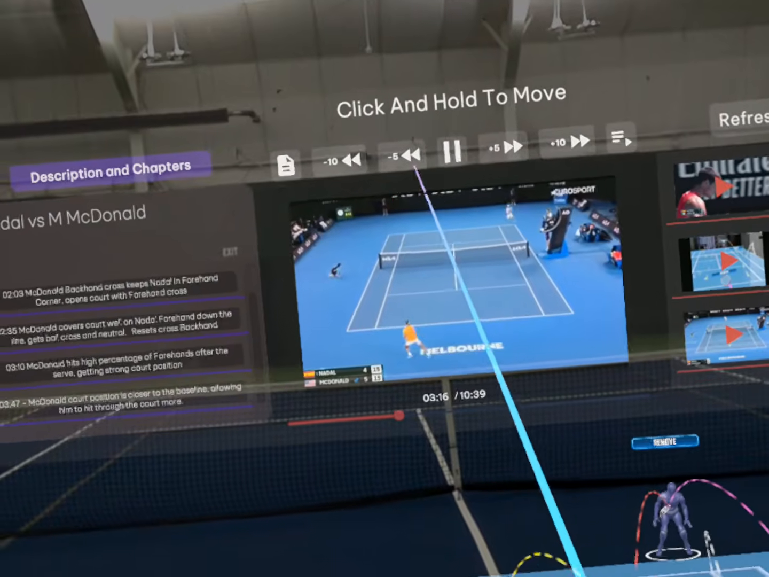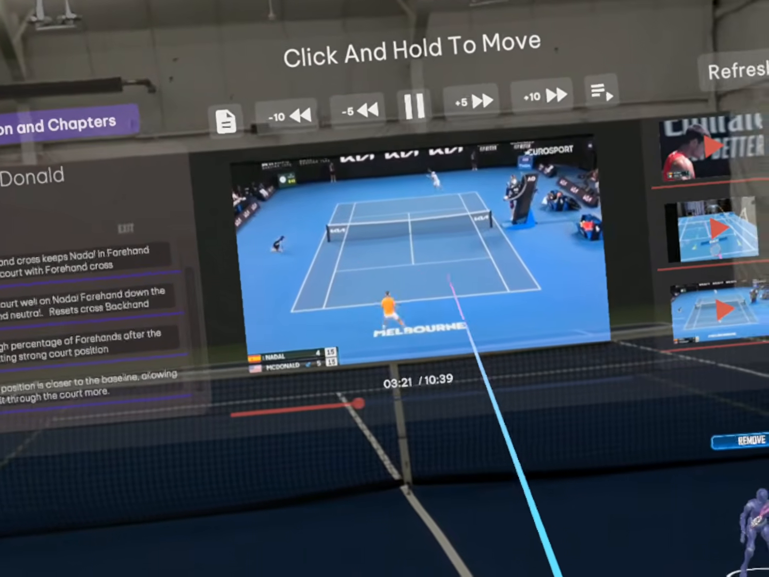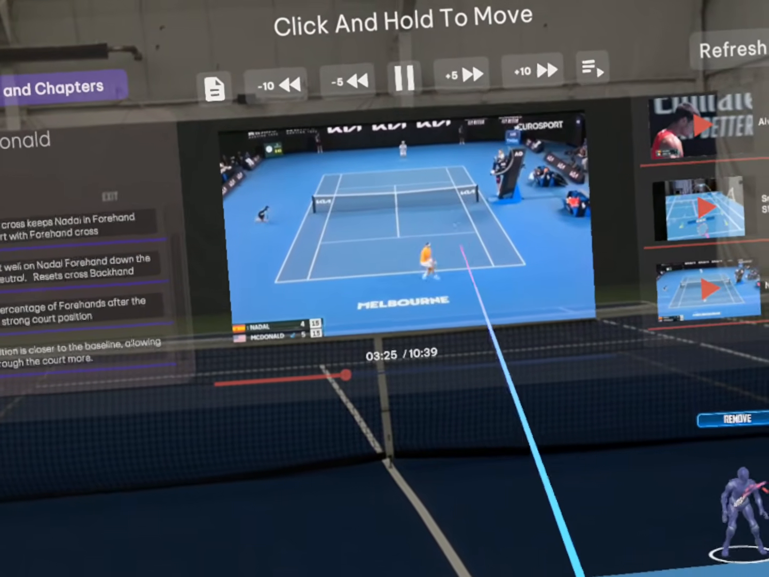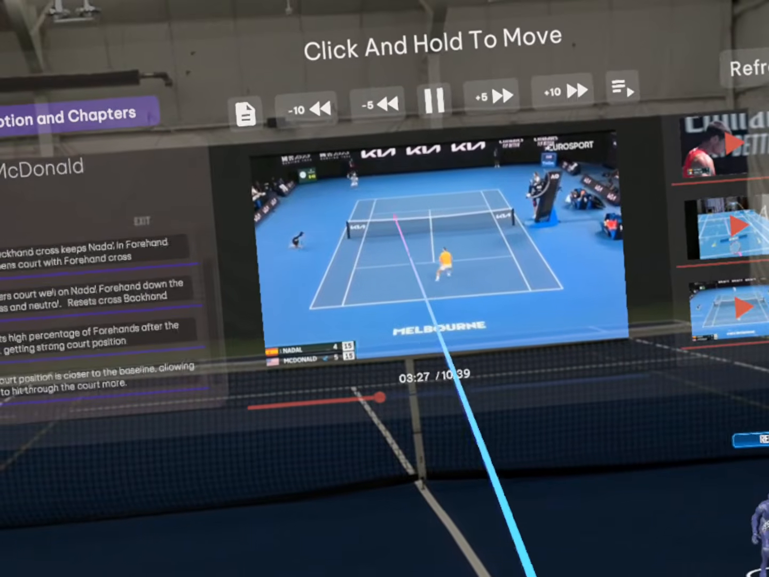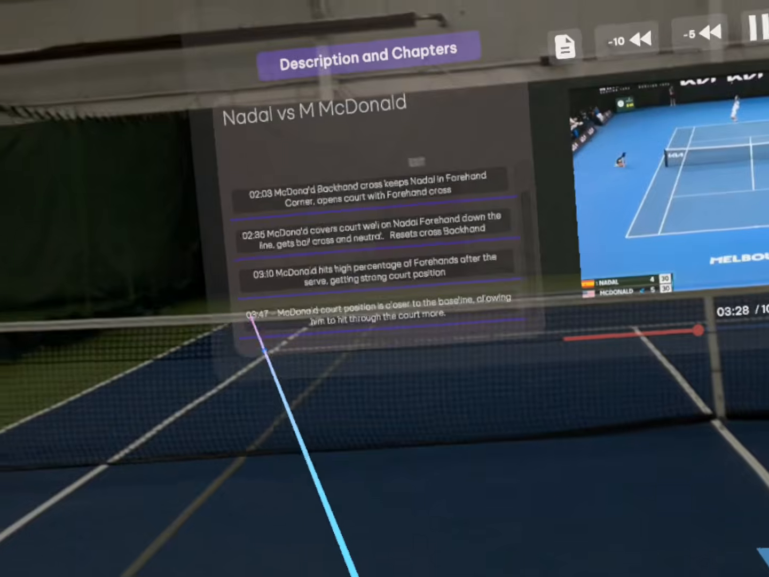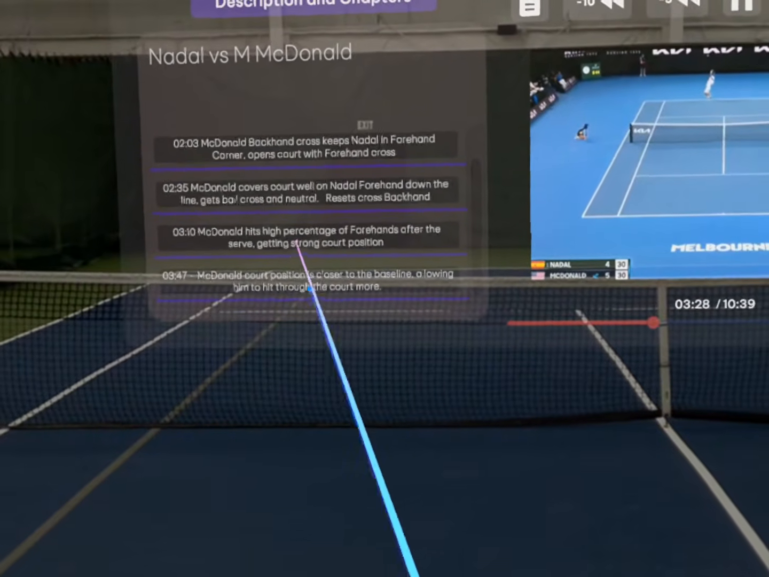Okay, so just looking at this clip here, you see forehands, he's inside the court, okay, hitting forehands and going to Nadal's forehand. He's locking up cross courts. He can cover this ball here. Missed that ball there, but he can cover that ball over there as well. Now, McDonald's court positioning is closer to the baseline, allowing him to hit through the court more.